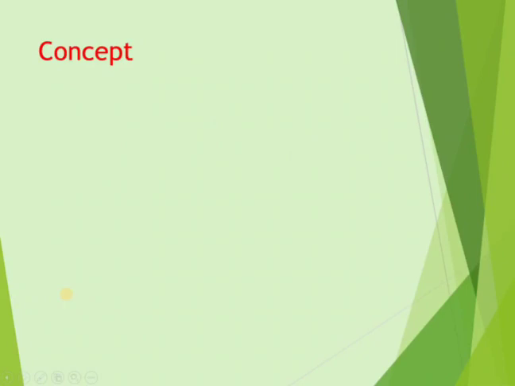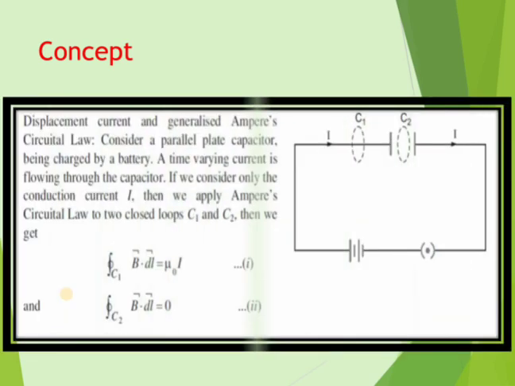Now we will study the concept of displacement current. What is the need of taking this into account? For this we have to study Ampere circuital law, and we have to make use of Ampere circuital law.